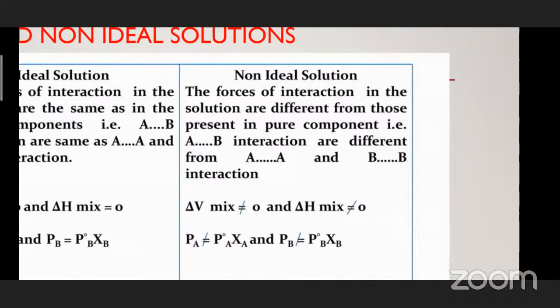When it is more than 100, the delta V mix would be greater than 0. Because suppose it becomes 102 ml. So what would be delta V mix? 102 minus 100. So it would be 2. Sometimes the volume gets decreased, so delta V mix would be lesser than zero.